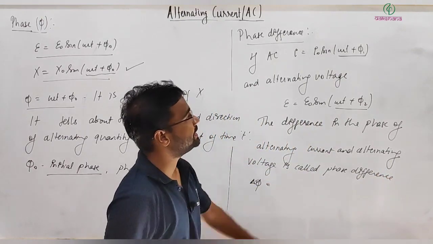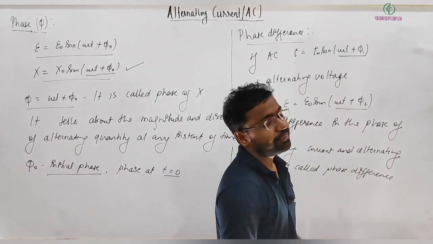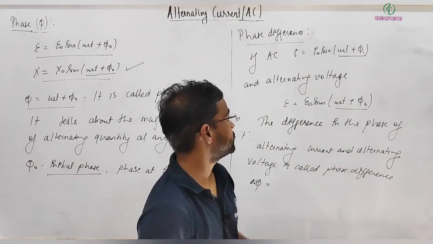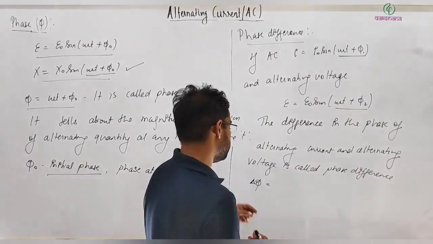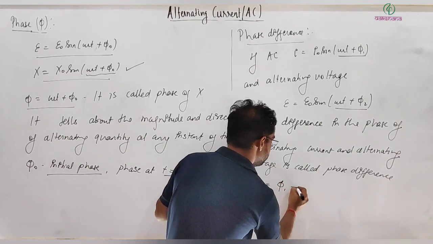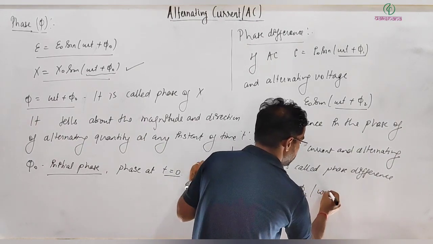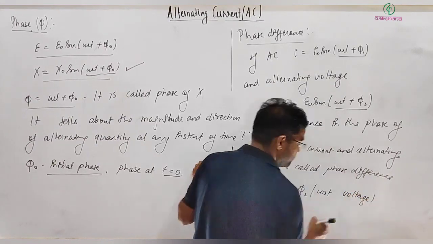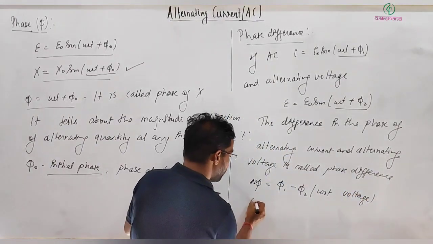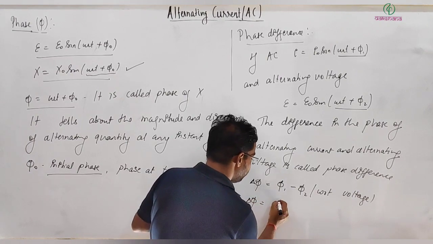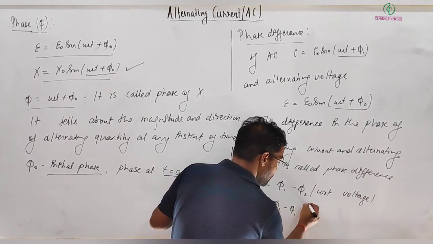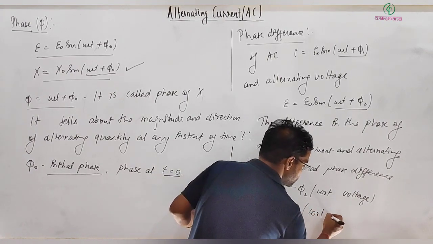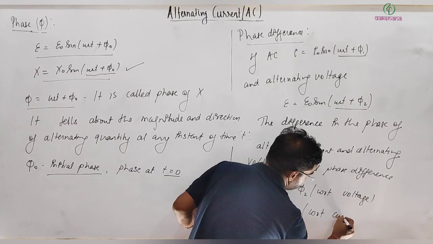So here I can write delta phi will be equal to what? Phase of current minus phase of voltage. So you can write either phi 1 minus phi 2. This is with respect to voltage, phase difference with respect to alternating voltage. And I can also write delta phi is equal to phi 2 minus phi 1. This is phase difference with respect to alternating current.